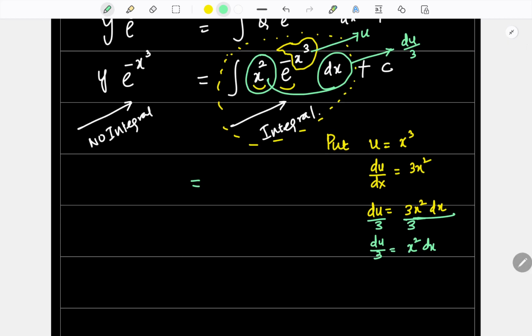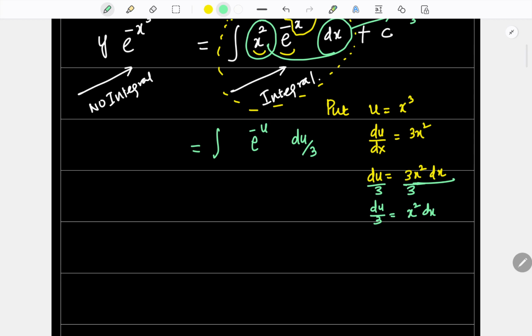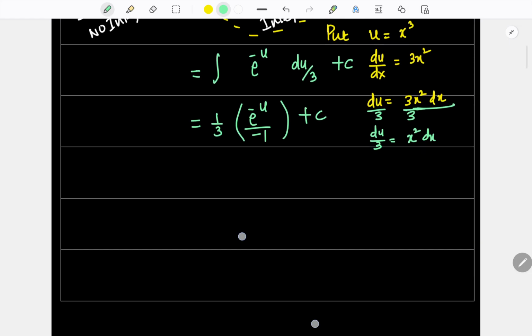Let's work on the right hand side. This is equal to the integral of du divided by 3 times e power minus u, right? Plus integrating constant, I will add it in the last step, or you can keep writing it, no problem. So 1 by 3 will come out. What is the integration of e power minus u? E power minus u divided by minus 1 plus integrating constant c. So this equals minus 1 by 3 e power minus u plus c.